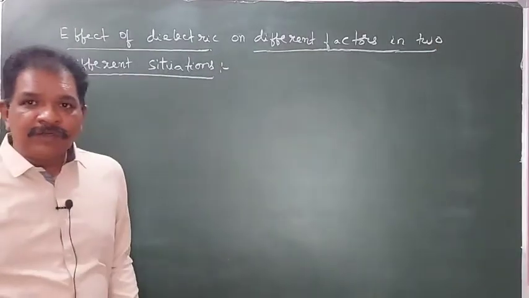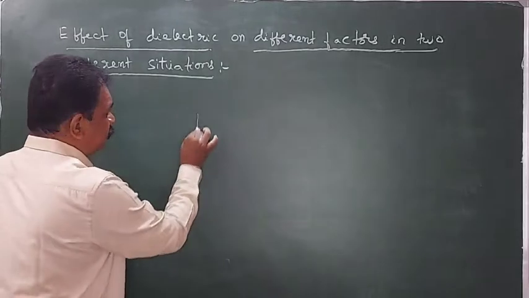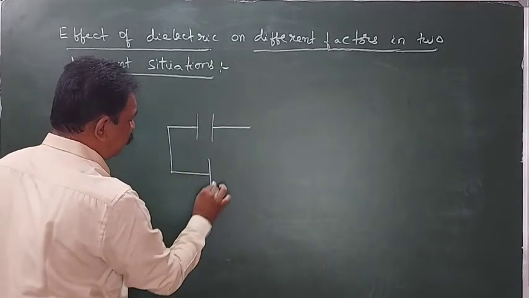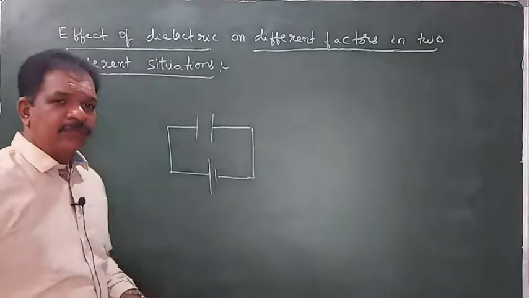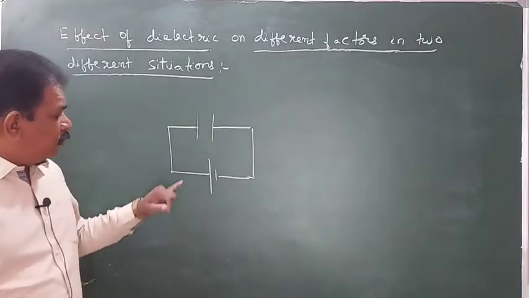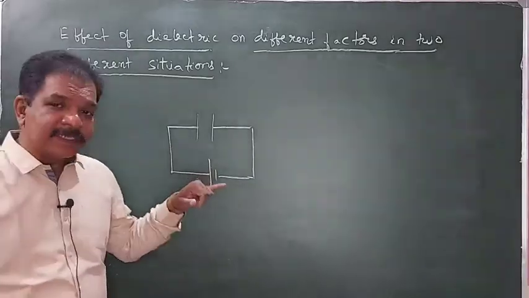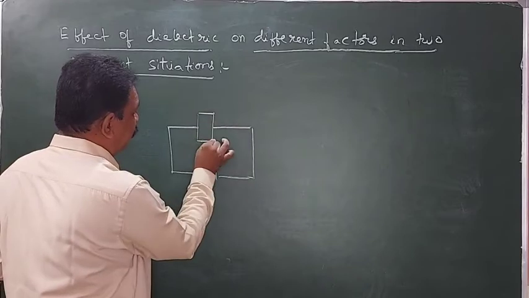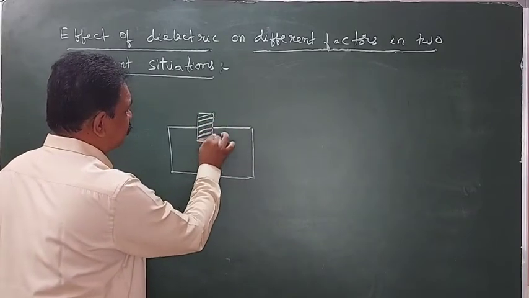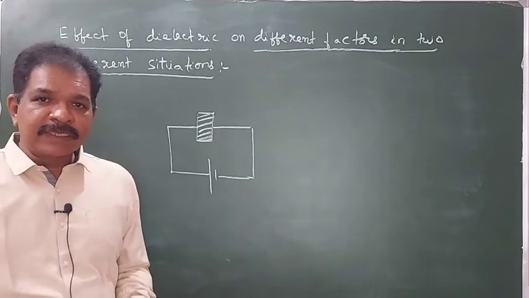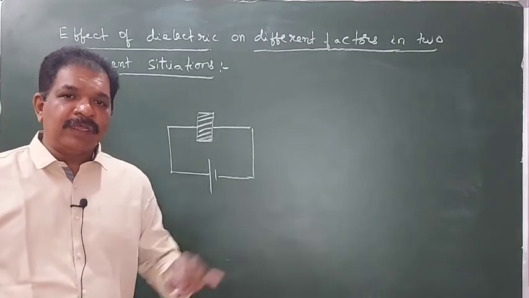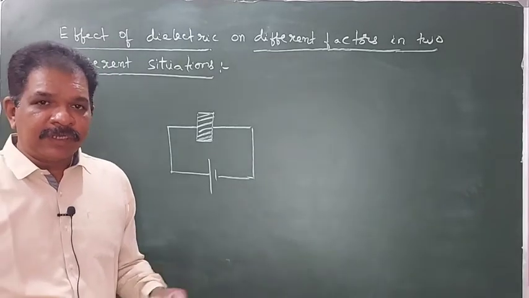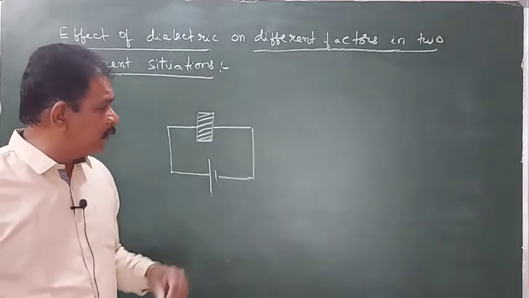What are the two different situations means? For example, this is a capacitor. It is connected to a battery. Now, without disconnecting the battery, I introduced one dielectric in between the plates. Without disconnecting the battery, I introduced one dielectric. Then what will happen to the charge? What will happen to the potential, energy? Like that questions will be there.